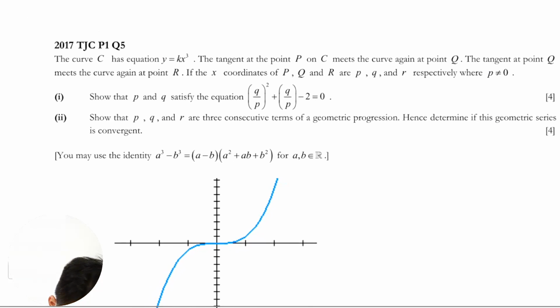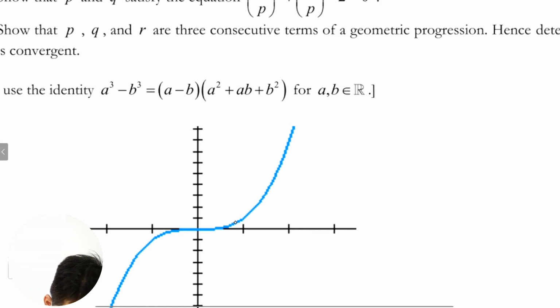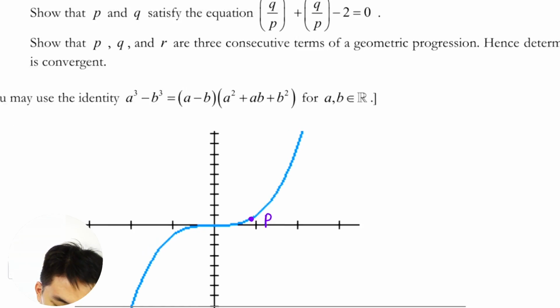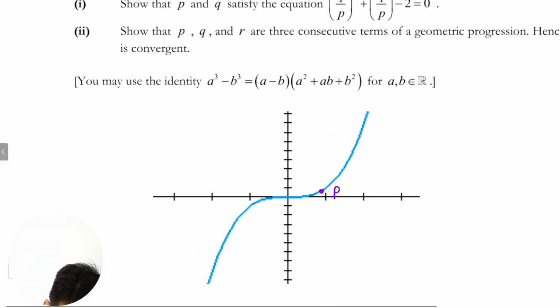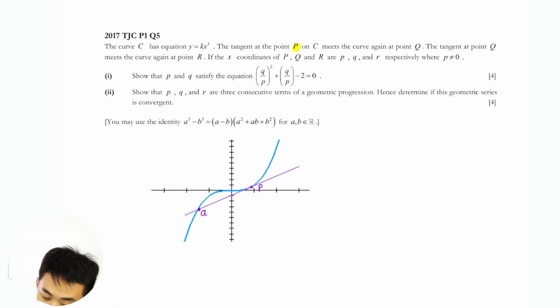Show that the tangent at P, so this is P. I just draw a P here. Meets the curve again at Q. So let's say this is a tangent here. Meets the curve again at Q. So the first thing is you need to know this is your Q. Okay. Then the tangent at point Q meets the curve again at R. Okay, great. So this is R. You draw a tangent again.